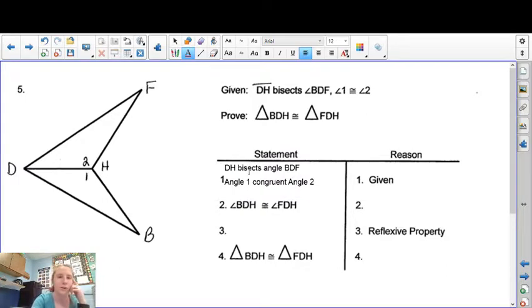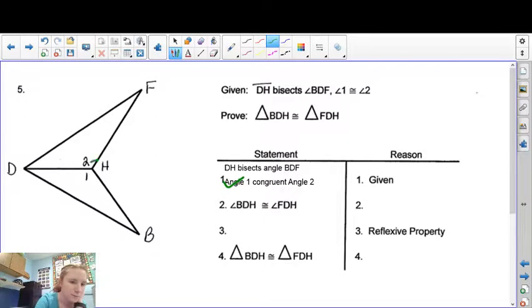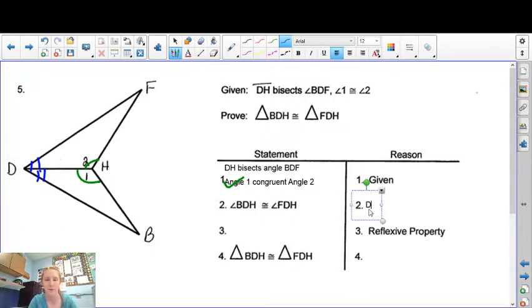All right, I see a definition word, so I'm going to skip over it for a moment, and go ahead and do angle 1 congruent to angle 2. I see it says that angle BDH is congruent to angle FDH. And it needs reasoning. Well, let's go back and look. DH, this line, cuts BDF in half, so therefore those two parts are equal, and that's based on my definition of bisect.